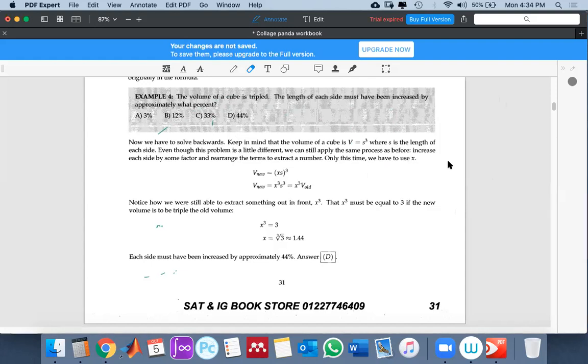Then I found 8 equal to s to the power of 3, so I found s equal to 2. In cube 1, volume 1. And in cube 2, 24 equal to s to the power of 3, so s is equal to 2.88. Then 2.88 minus 2 over 2 times 100 equals 44. That's it. Okay, good idea.